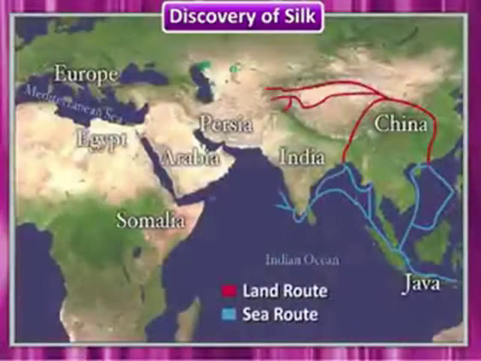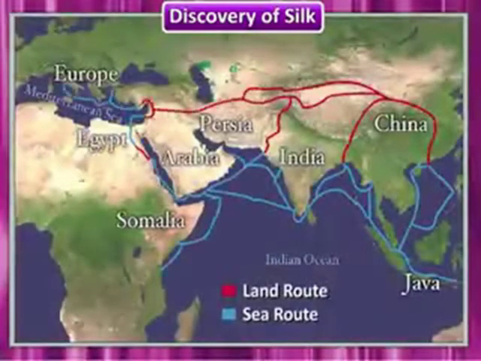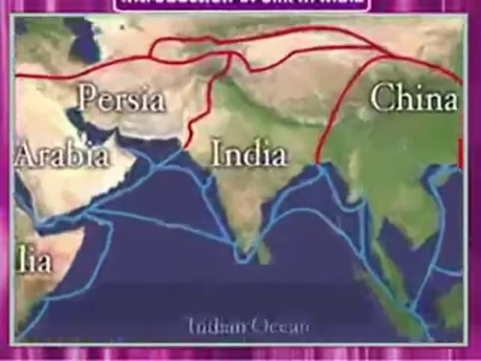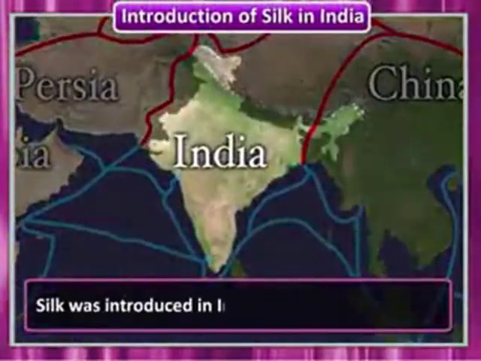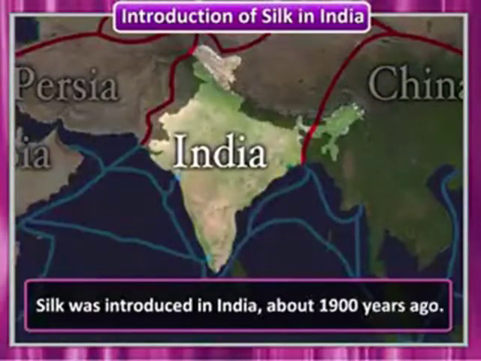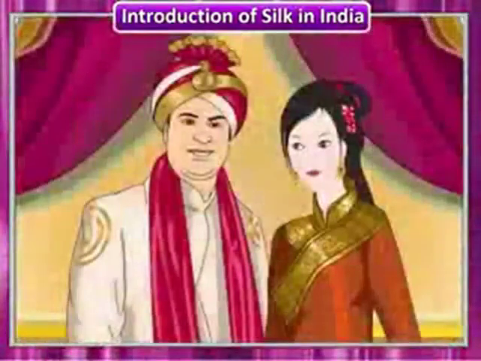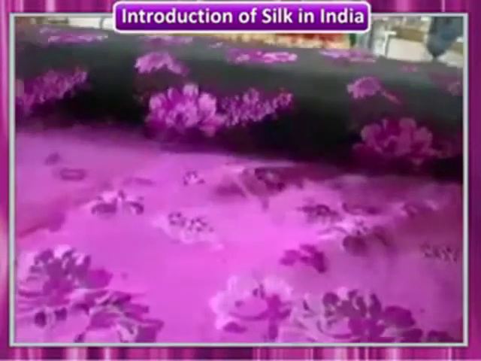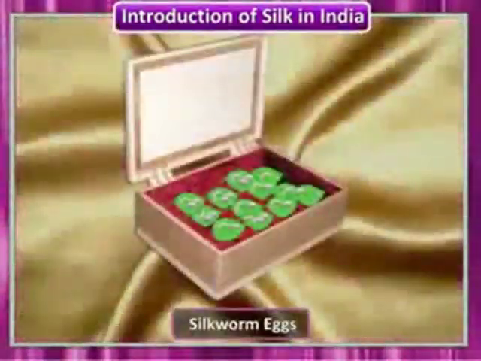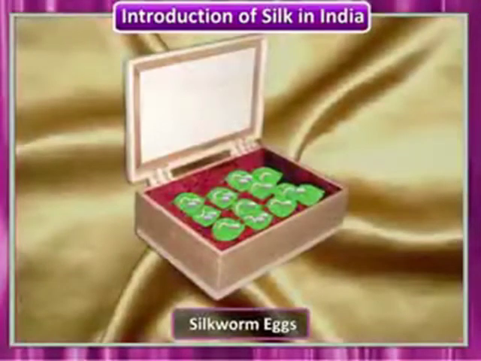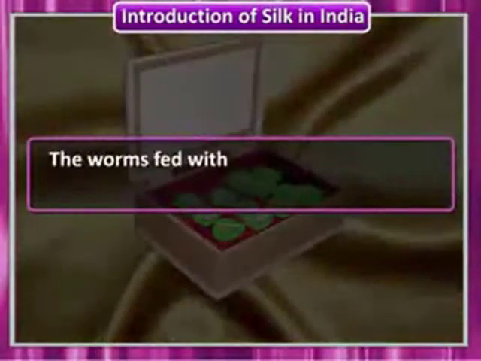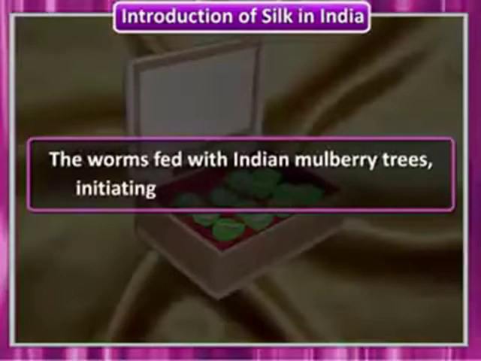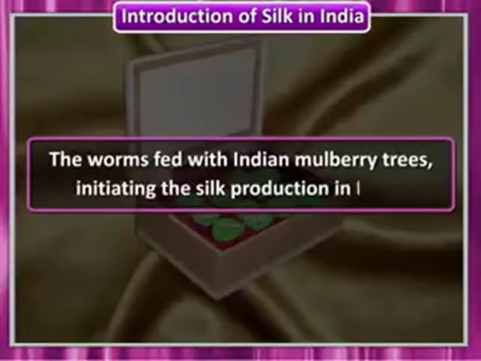Afterwards, traders and travelers introduced silk to various parts of the world. Silk was introduced in India about 1900 years ago. The story of its introduction is related to a Chinese princess who married an Indian prince. She was very fond of silk fabric and therefore she brought silkworm eggs to India in her headdress and fed them with the leaves of Indian mulberry trees, initiating silk production in India.